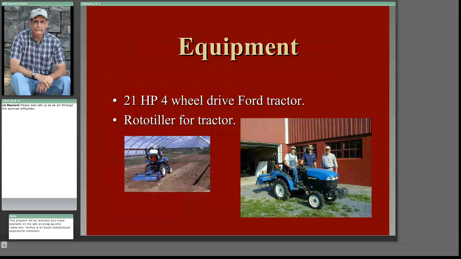The tractor, there it is, tilling, and it works well for us. We've had it since about '98, and it's a great little piece of equipment.